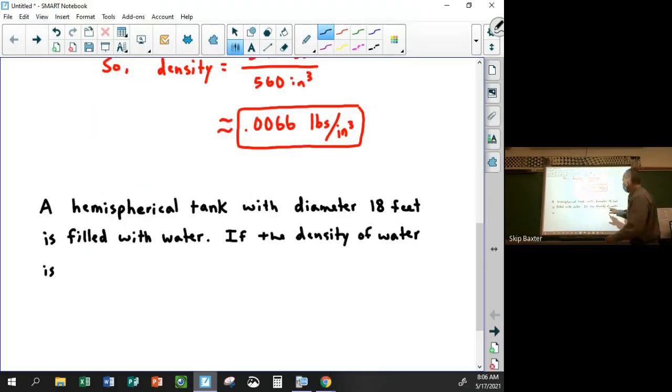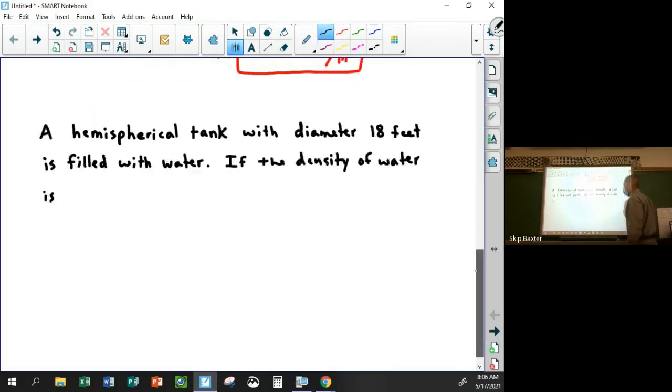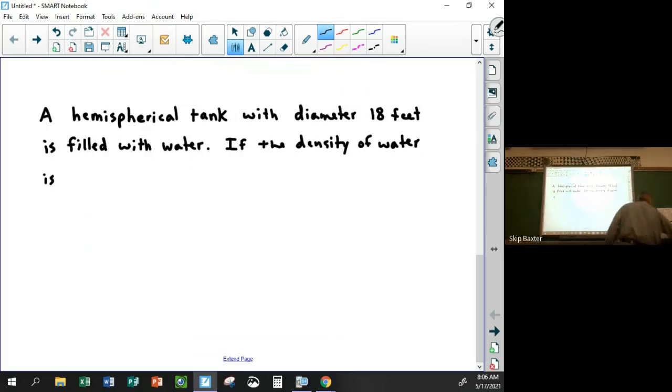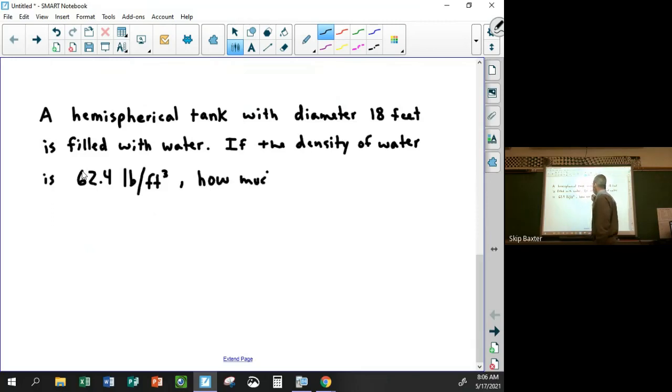All right, so back to the problem. So if the density of water is 62.4 pounds per cubic foot, how much is the water in the tank? Or how much does the water in the tank weigh? Is what I want to say.